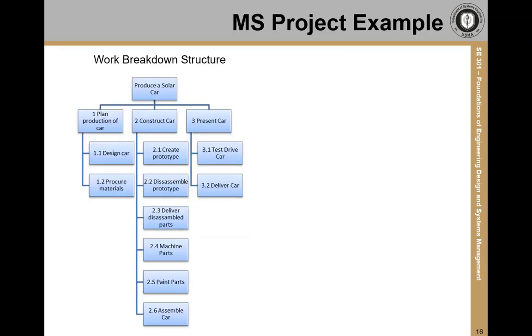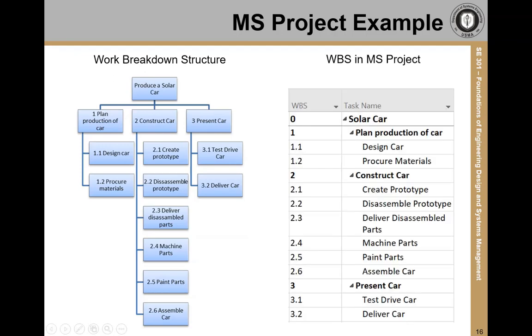The project is to produce a solar-powered car. Here's the work breakdown structure. You see the three major activities and the tasks involved under each one. In Microsoft Project, we can begin by inputting the WBS directly. The indentations show the hierarchy. So you see the tasks design car and procure materials under the activity plan production of the car. And the tasks for the other activities are arranged similarly.